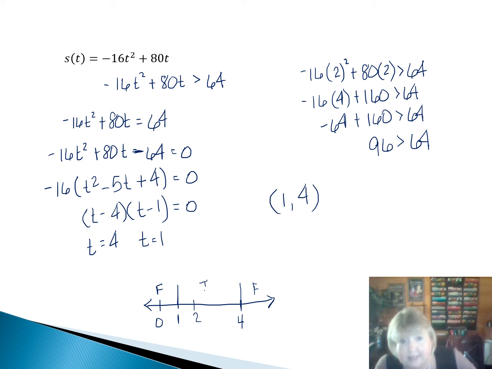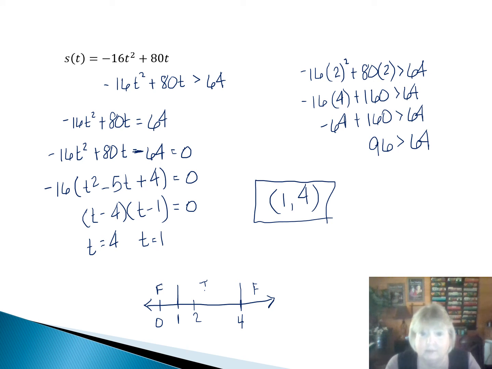If they had said at least 64 feet, I would need brackets instead of parentheses. But for simply more than 64 feet above the ground, from time 1 second to time 4 seconds will be my answer.